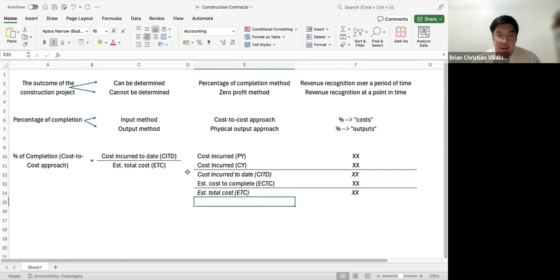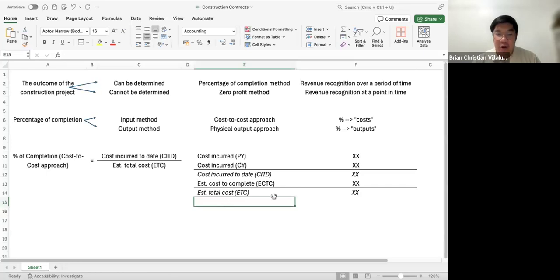Nagkakaintindihan? So ulitin natin, percentage of completion under cost to cost approach is computed as cost incurred to date divided by estimated total cost. Cost incurred to date is equal to the sum of cost incurred in your prior years and cost incurred in the current year. While your estimated total cost is equal to cost incurred to date plus estimated cost to complete. Estimated total cost.